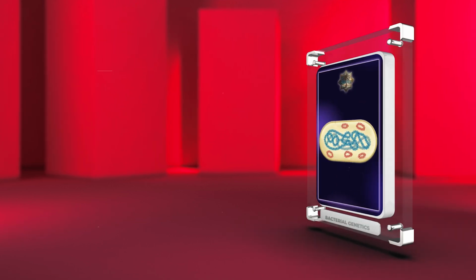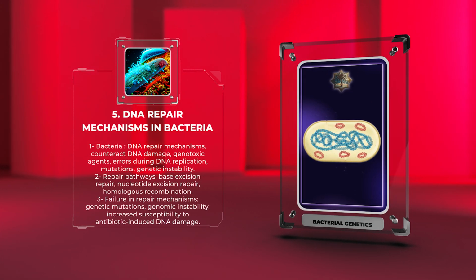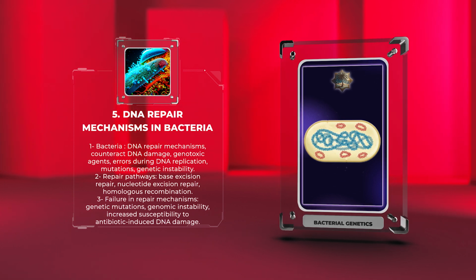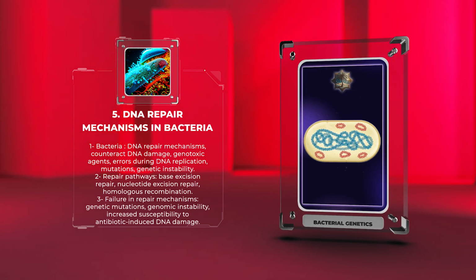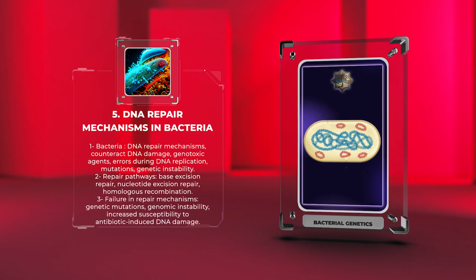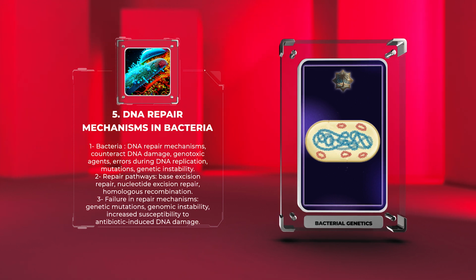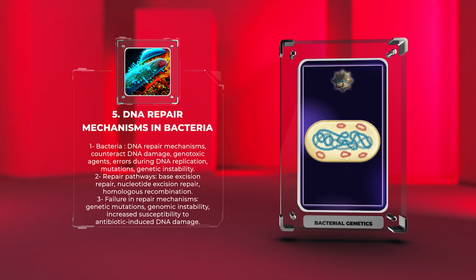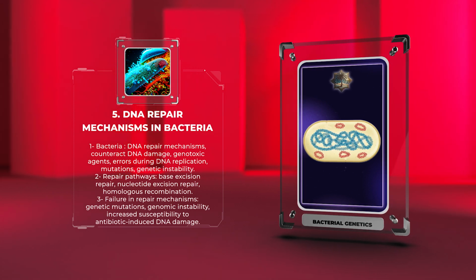Bacteria have evolved exquisite DNA repair mechanisms to counteract the constant threat of DNA damage. Exposure to genotoxic agents or errors during DNA replication can lead to mutations or genetic instability. Multiple repair pathways, including base excision repair, nucleotide excision repair, and homologous recombination, exist to preserve the integrity of the bacterial genome. Failure in these repair mechanisms can result in genetic mutations, genomic instability, and increased susceptibility to antibiotic-induced DNA damage.